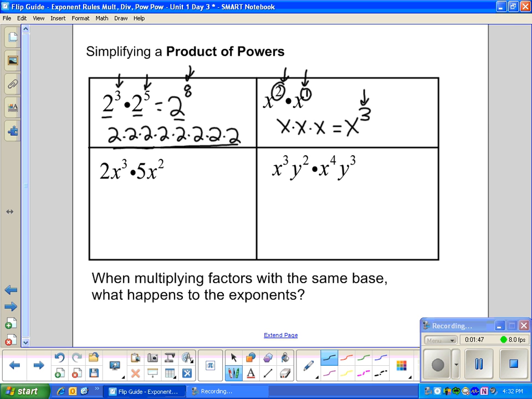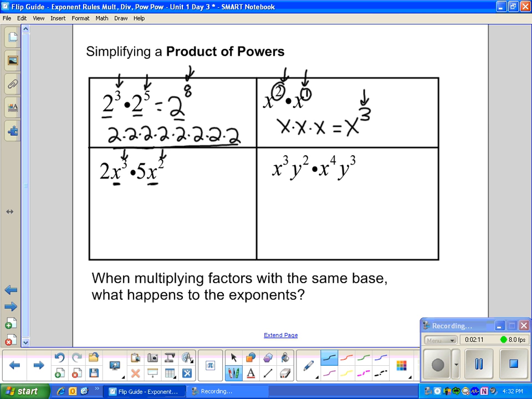Here we go. Now I've got 2x to the third times 5x squared. Let's see, what is the base of 2x to the third? Well, I know that my exponent is 3. Who does that 3 belong to? It belongs just to that x. So that's got a base of x. Who does this 2 belong to? X. This also has a base of x.